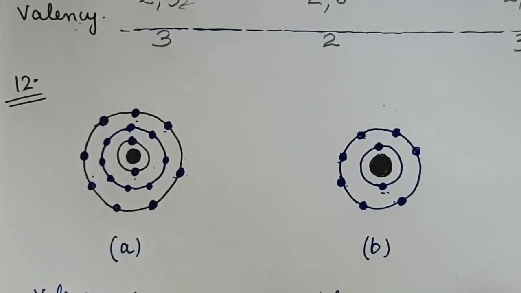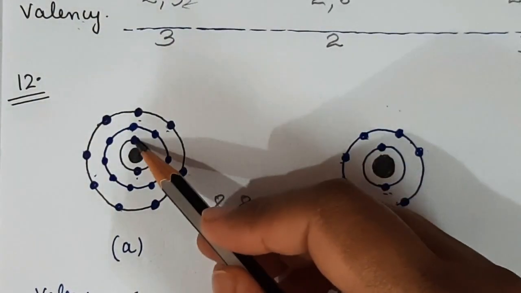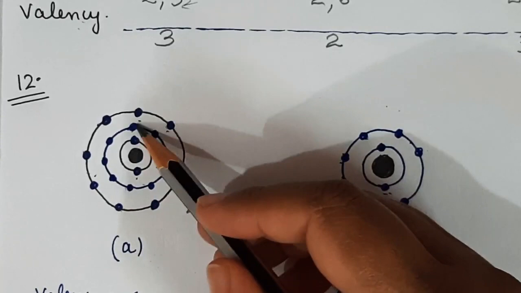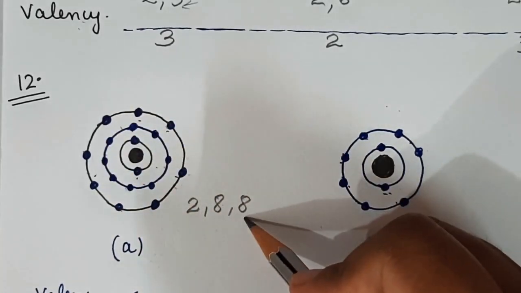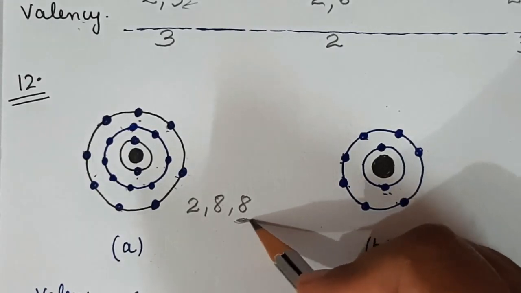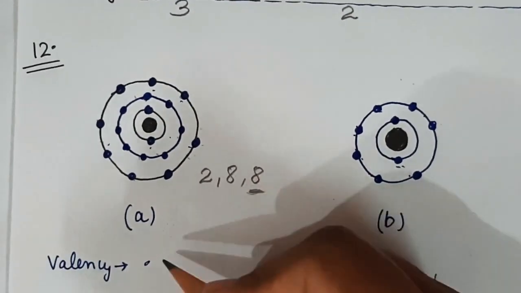Coming to question number 12. In this case also A and B, you have to find out the valency of the atom. So how can you find the valency? Write down the electronic configuration first. In the first case A, electronic configuration is 2 electrons in the first shell, 8 electrons in the second shell, and 8 electrons in the third shell. So the octet of the outermost shell is already complete. So what will be the valency? Valency will be 0.